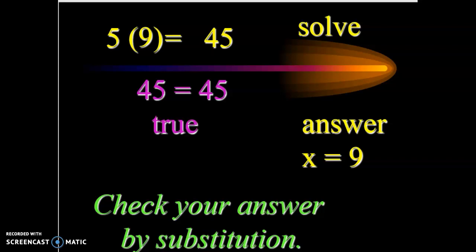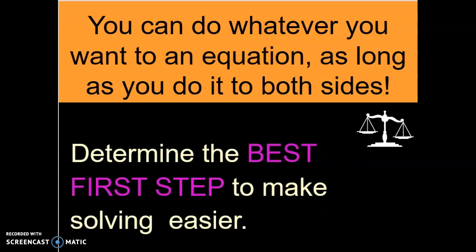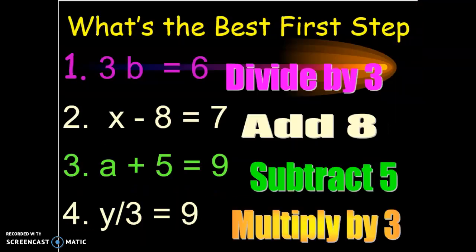Yep, it sure does. So then I'm checking my answer by substitution, and I know that 9 is correct. Now, you can do whatever you want to an equation, as long as you do the same operation on both sides. So now what I'd like you to do to practice with me, I want you to try to determine the best step to make the solving easier.